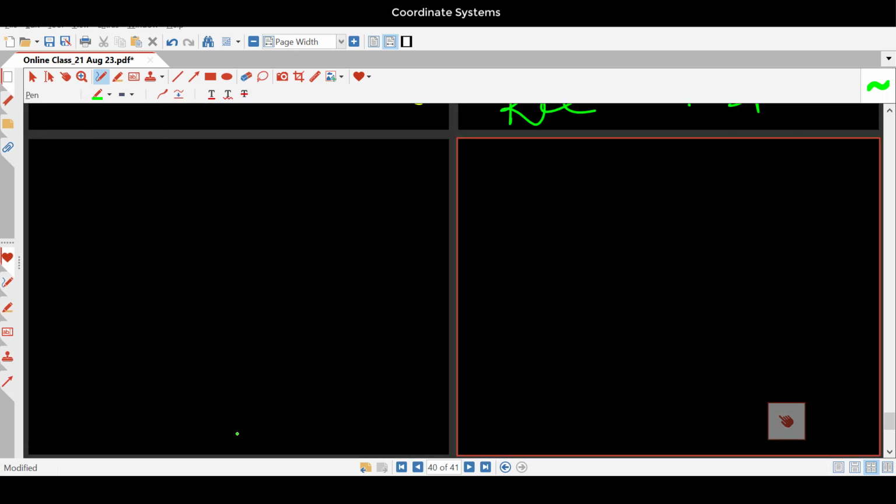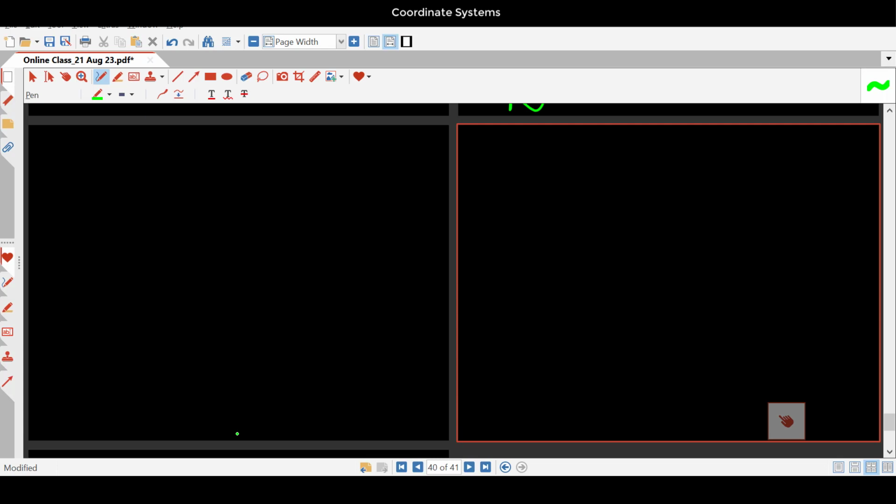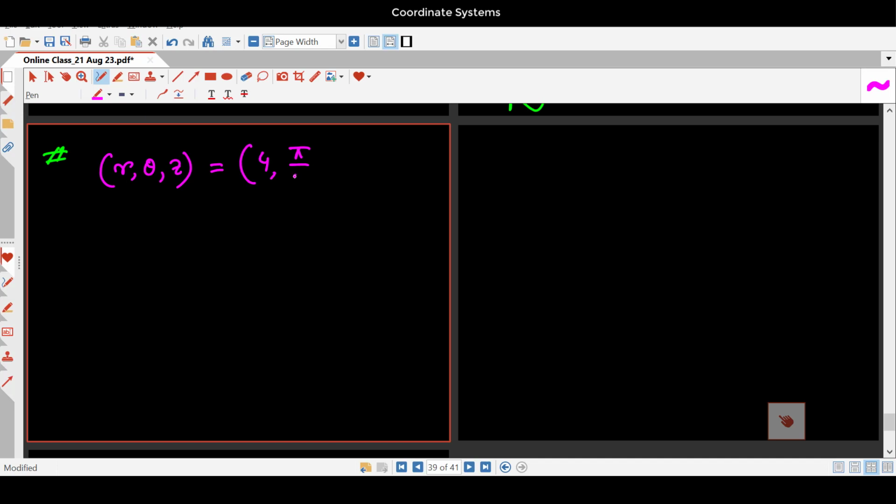So we have done here conversion from rectangular to cylindrical. Similarly, we can do the conversion from cylindrical to rectangular. Suppose we have a point in cylindrical coordinate system r, theta and z, that is 4, pi over 3, minus 3. What we have to do? We have to convert this cylindrical coordinate system to Cartesian coordinate system.